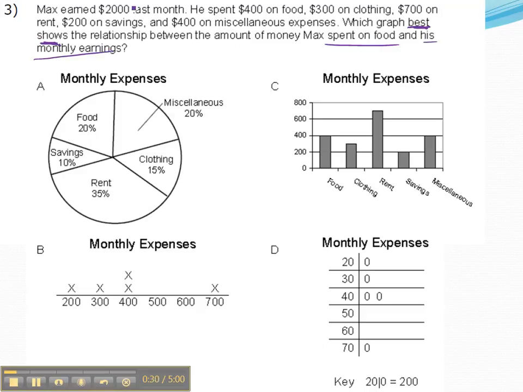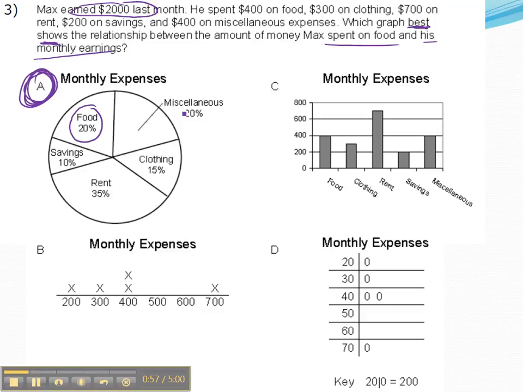His monthly earnings, his total earnings, was $2,000. So if we want to show how much he spent on food compared to the total, we would want to use a circle graph. It compares parts of the whole. The whole amount he earned is represented by the circle, and the amount he spent on food would be 20%. That's the fraction or the percent that he spent on food compared to all of his earnings altogether.